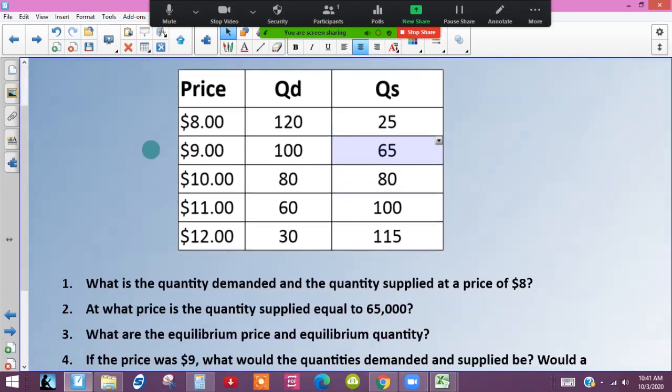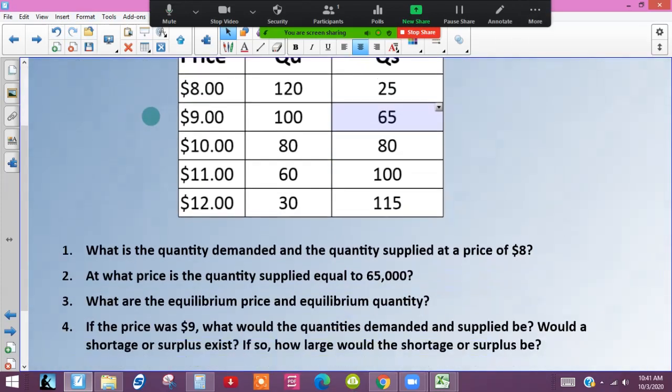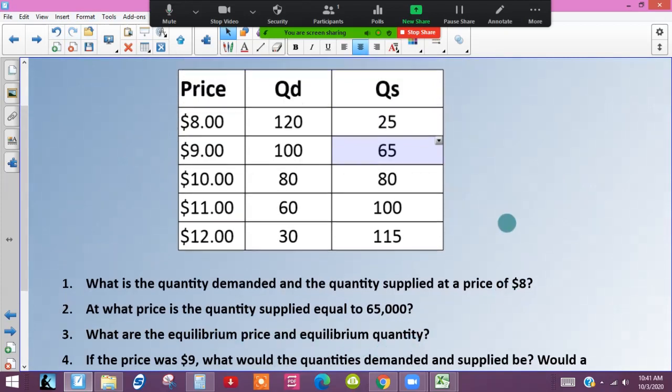Okay. Number 3. What are the equilibrium price and equilibrium quantity? Well, that's going to be where supply equals demand, and that's going to be pretty easy too, right? Right here. So where quantity demanded equals quantity supplied, you're going to get 10.